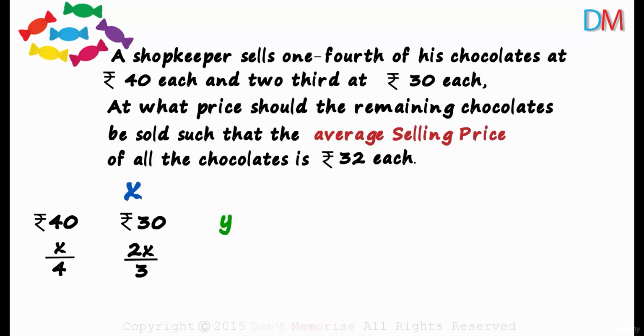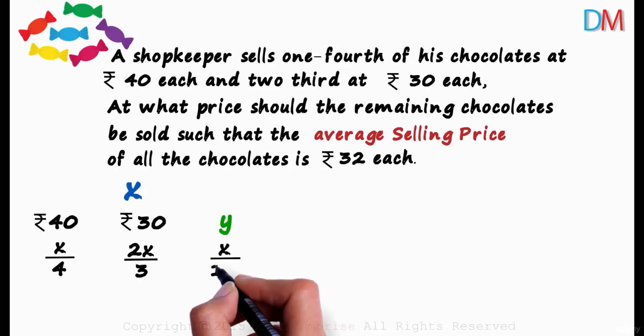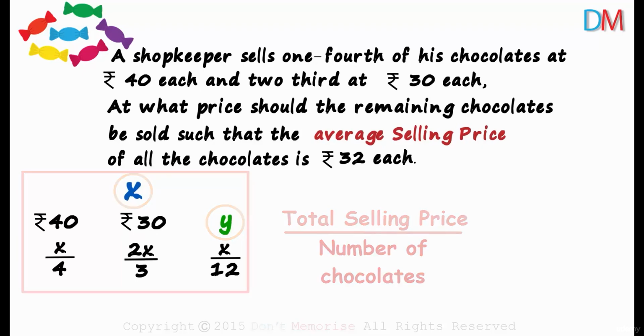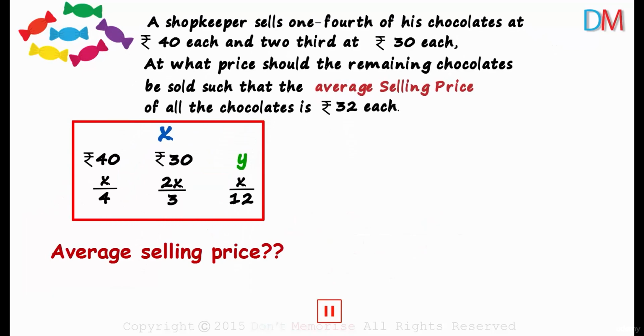But wait, how many chocolates remain? Out of the total of X chocolates, X over 4 and 2x over 3 was sold. So the number of chocolates that remain will be x minus x over 4 minus 2x over 3. We have the remaining number of chocolates as x over 12. Now with this data given, can you write the average price in terms of x and y? It's easy. It will be the total selling price divided by the number of chocolates. Try it out.